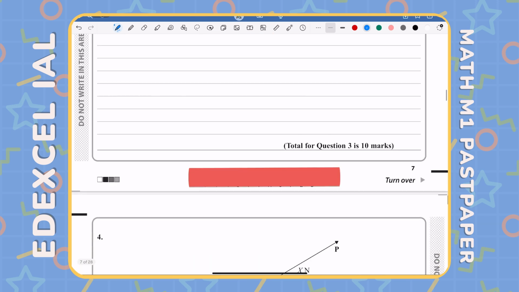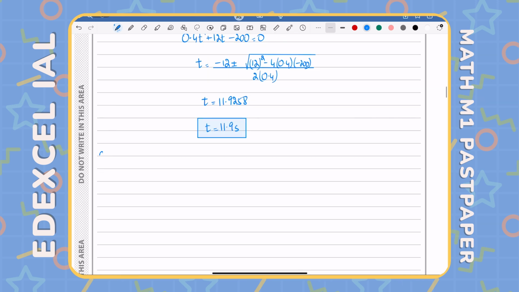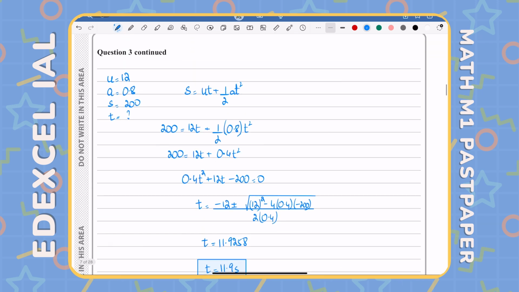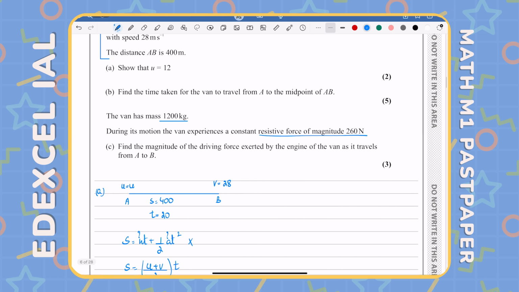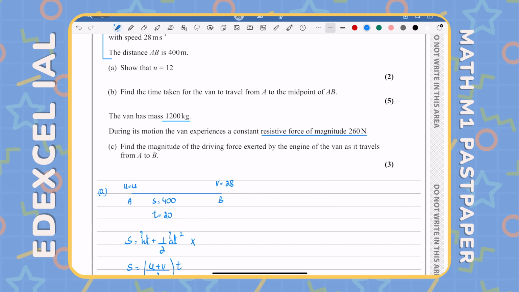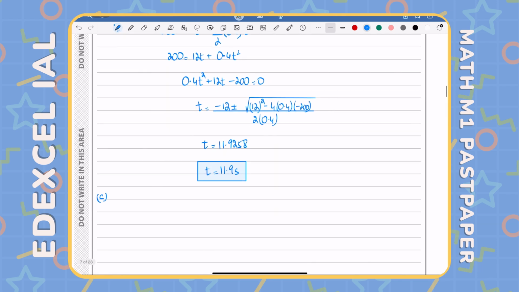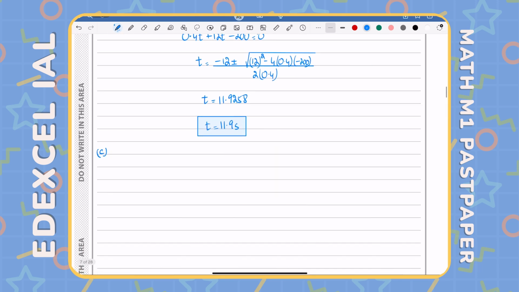Now, there's a part C also, and since we don't have a lot of space, let's do it here only. Part C says, the van has a mass of 1200 kg. During its motion, the van experiences a constant resistive force of magnitude 260 Newton. Find the magnitude of the driving force exerted by the engine of the van as it travels from A to B. It's a horizontal road, so we don't have to worry about the weight component or friction or anything.